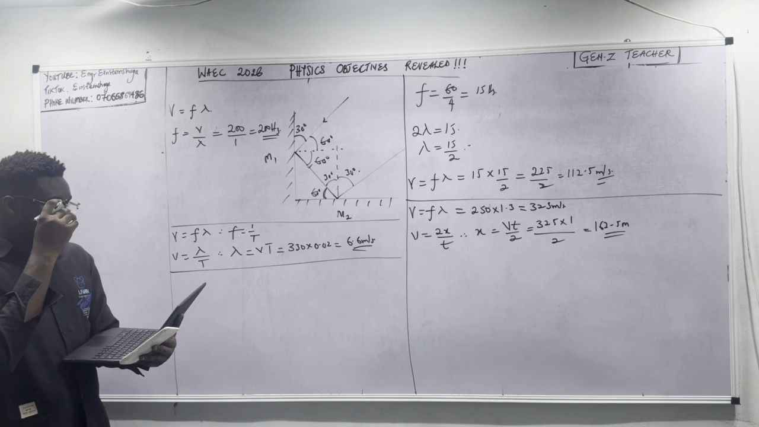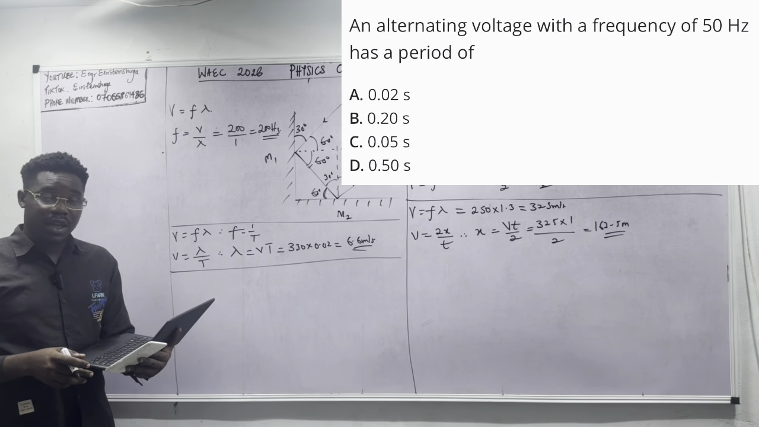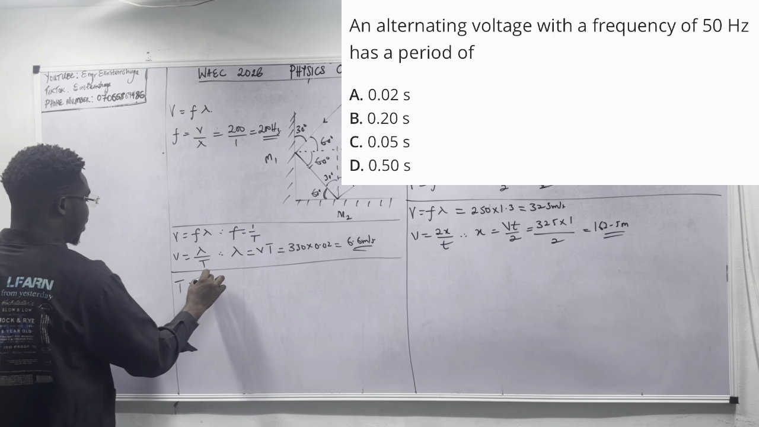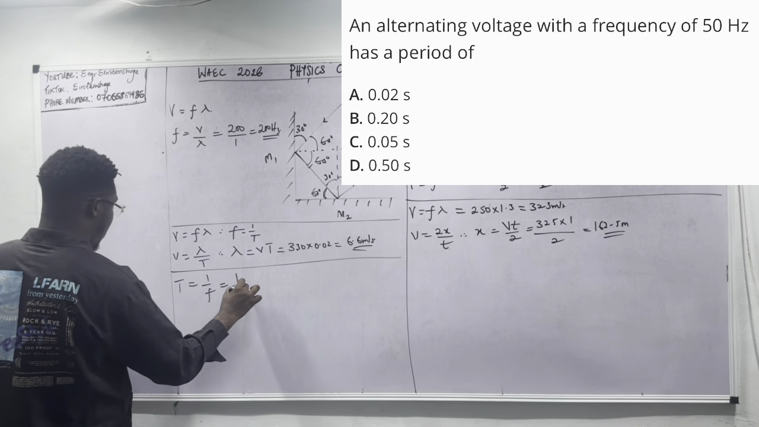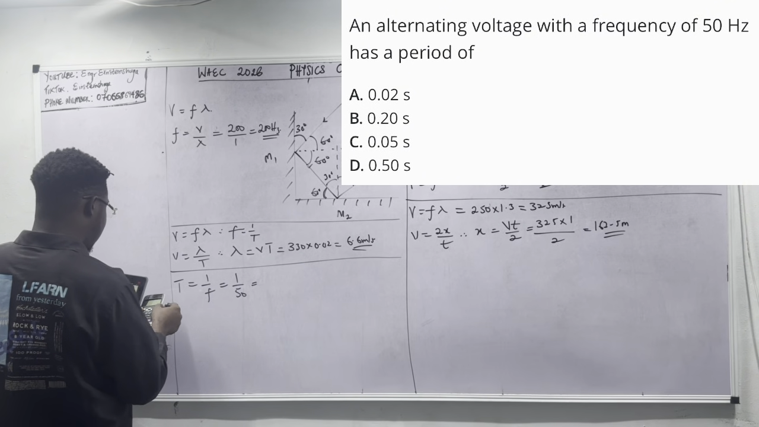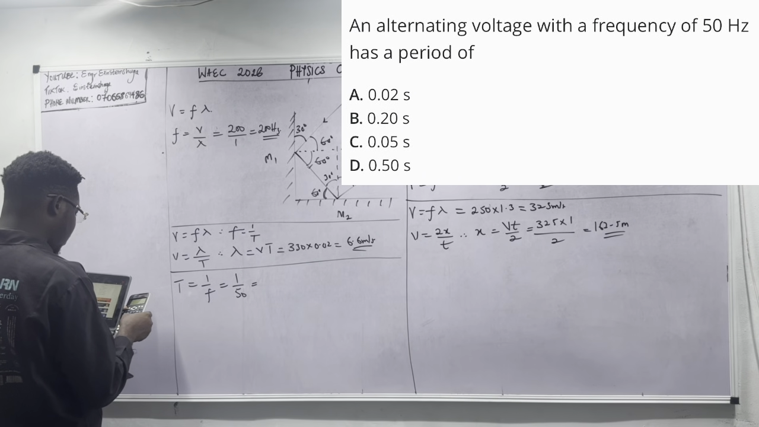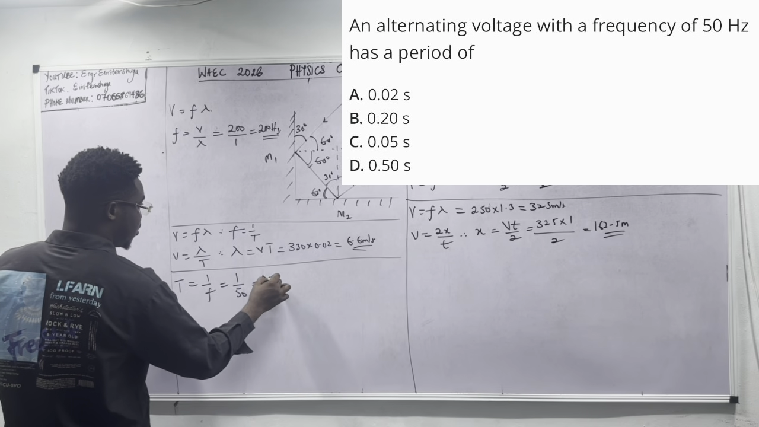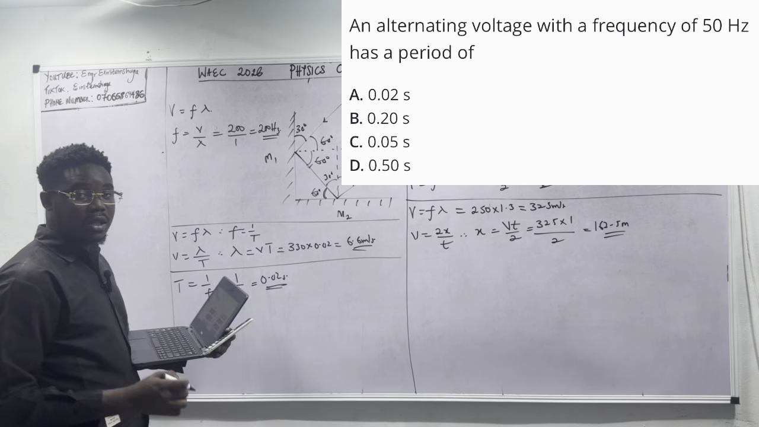33. An alternating voltage with frequency 50 Hz has a period of dash. It's very simple. The period is 1 over the frequency, and we have 1 over 50, and that should be 0.02 or thereabout. Let's see. Yeah, 0.02 seconds as the answer.